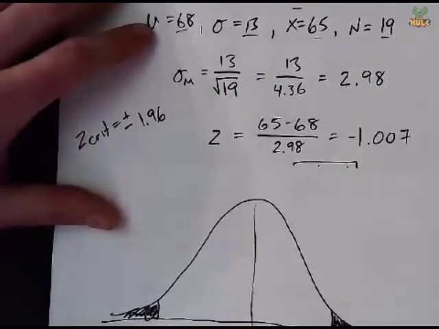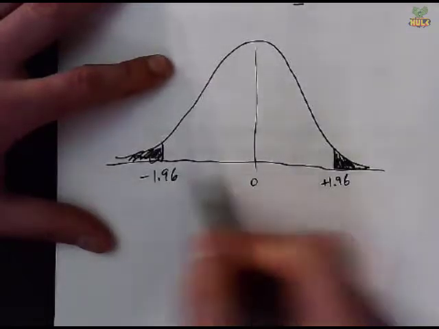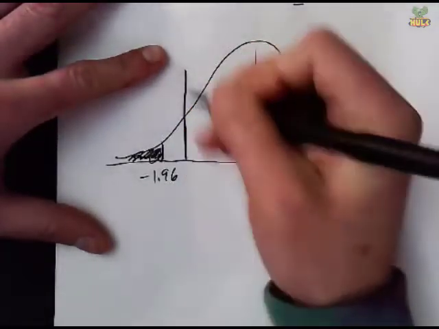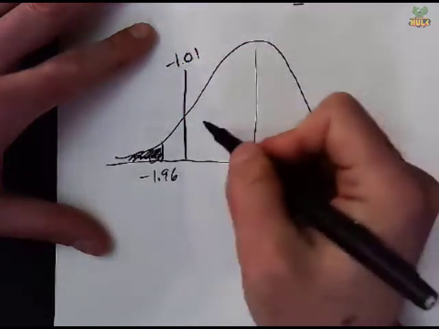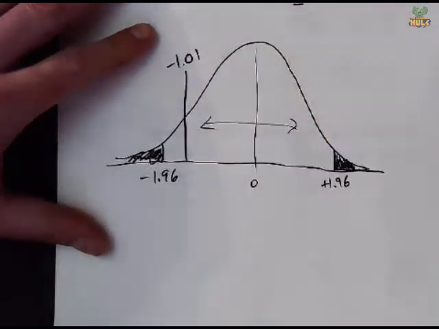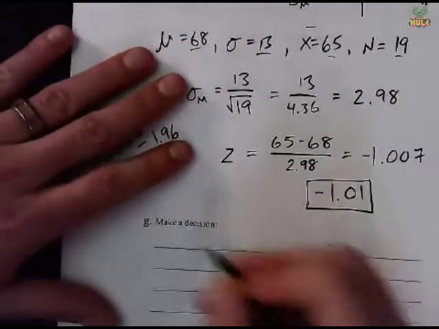Okay, so we had a Z statistic of negative 1.01, so we know that it's going to be closer to 0 than that, so let's just draw it in here. That falls into the realm of likely events, the highly expected events, because they're so close to the average. Therefore, we fail to reject the null.